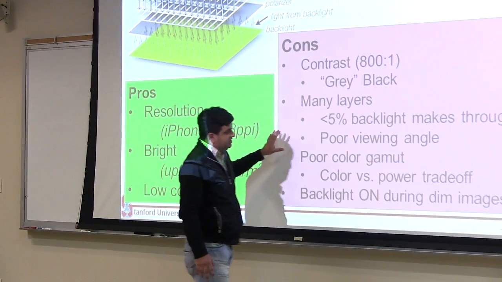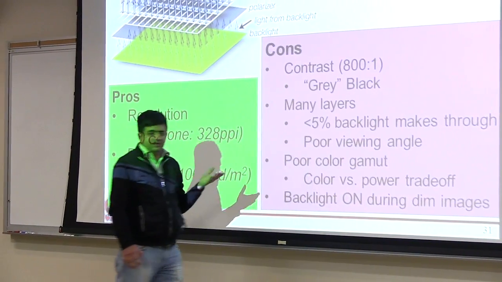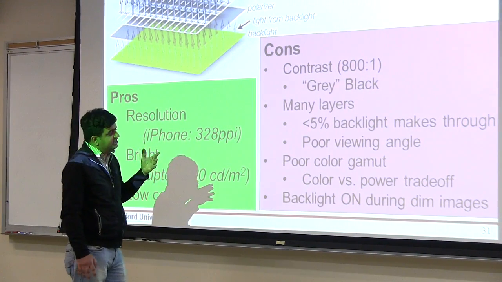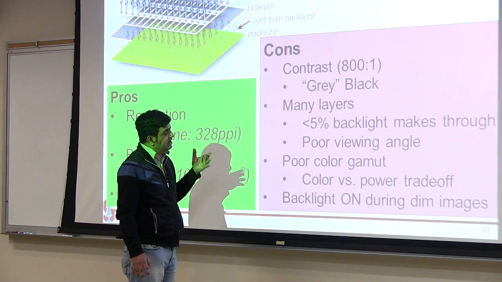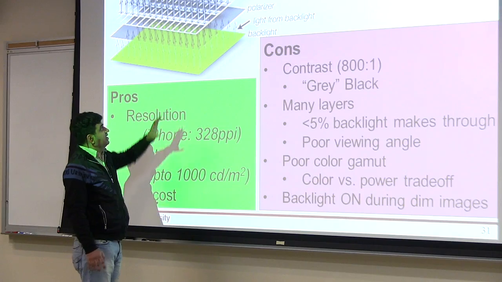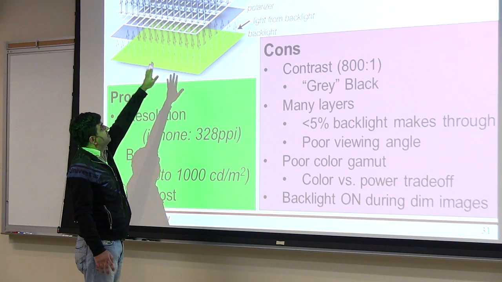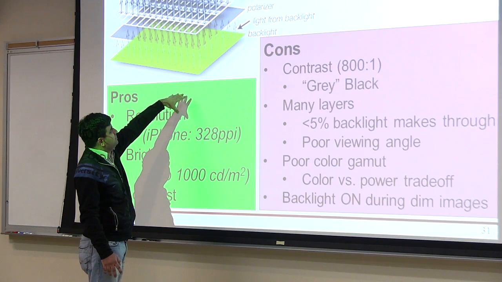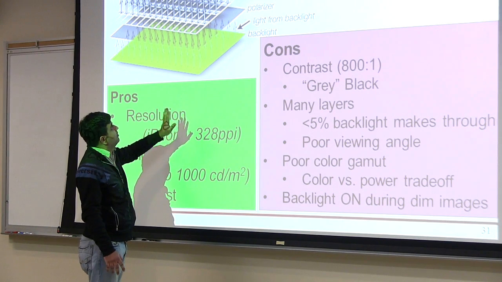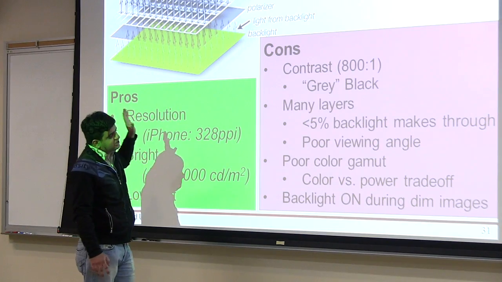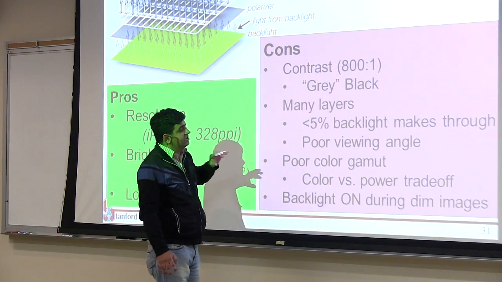Another thing is it has very poor viewing angle. If any of you has used an LCD TV and viewed it at an angle, it has a very poor viewing angle, and a lot of it has to do with the fact that your backlight is placed at the very bottom, and by the time the light comes out, it's already very directional. So your light has a lot of directionality to it, so it has a poor viewing angle.